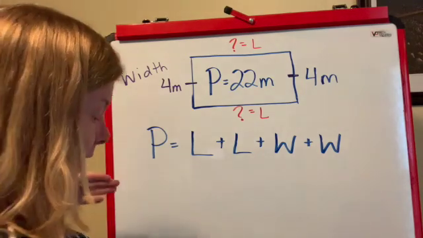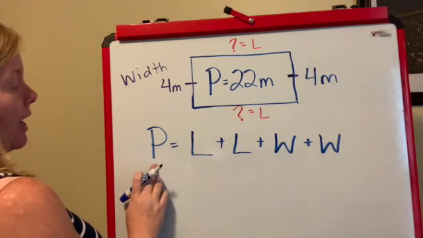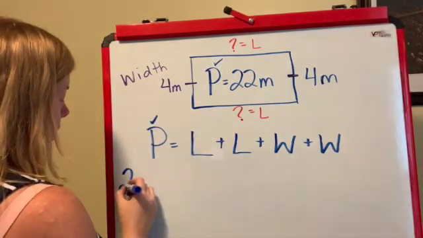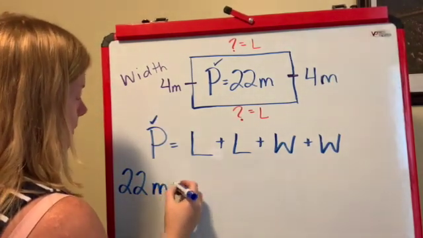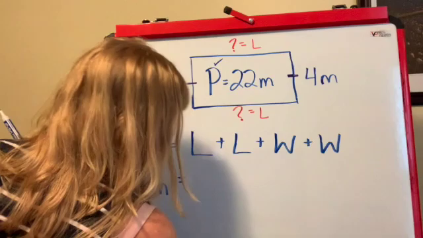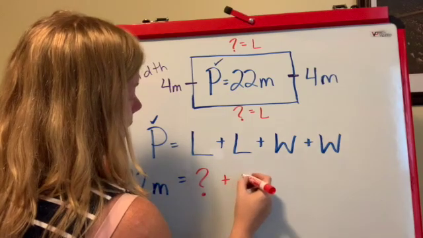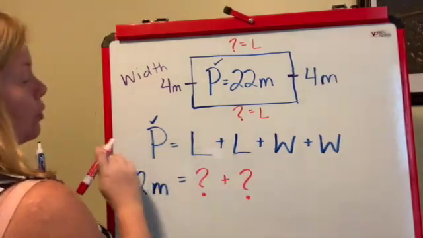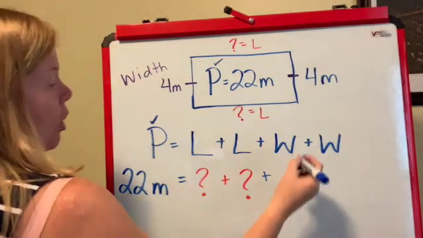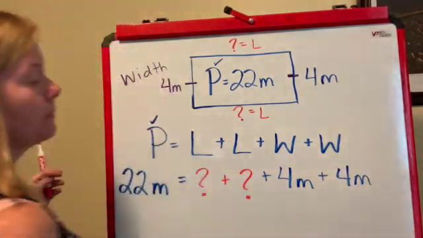So let's plug in what we know. Our next step is to plug in what we know. So we write the formula and we do some plugging in. We have the perimeter, yes, and yes. So we are at 22 meters equals, what is my length? I don't know either. There's nothing there. So I'm going to put a question mark plus a question mark because we have two lengths plus what is our width? All day long, 4 meters plus 4 meters.